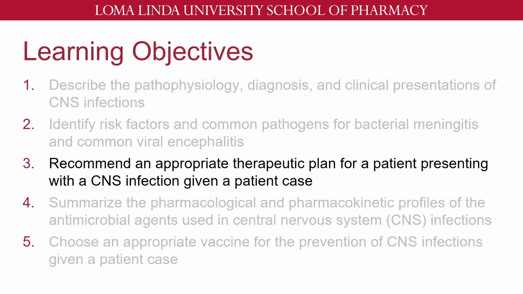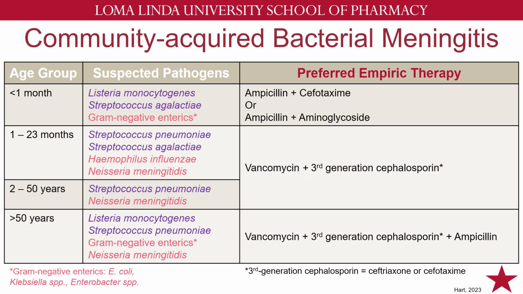Alrighty, so let's jump into our next learning objective, which is to recommend an appropriate therapeutic plan for a patient that presents with a CNS infection given a patient case. All right, this is going to be an extremely important slide to remember for the exam. So again, I differentiated this table based on the age groups as well as the most likely suspected pathogens that we want to empirically cover for. And then here is our empiric therapy. So this is what we as pharmacists will come in for our recommendations.